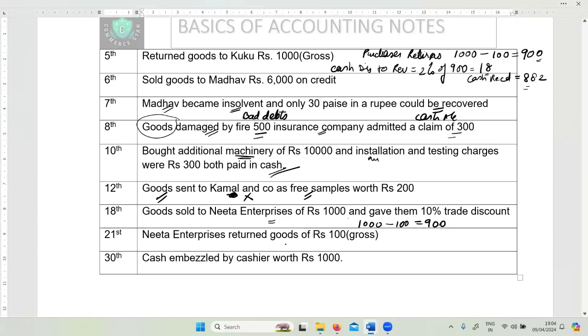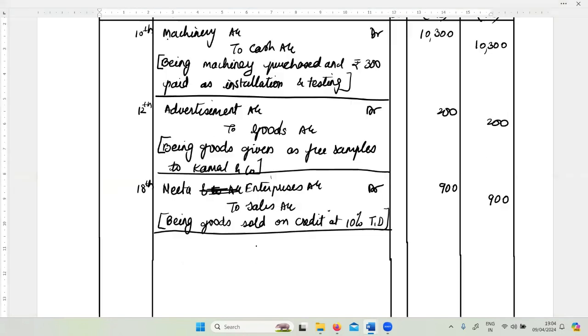21st, Nita Enterprises returned goods of 100 gross. So 100 gross means 100 minus that 10% discount of 10 rupees, which means 90 rupees worth of goods were returned. So we are making the sales return entry and Nita Enterprises will be the other part.